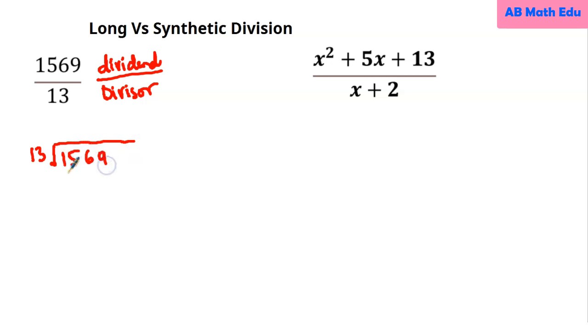1569. So let's look at the numbers, because this is 13. And we know that we want to consider 15. How many times can 13 go into 15? Is one time here. You multiply this by that, and that will give you 13, and you put it right here, and then you underline it.